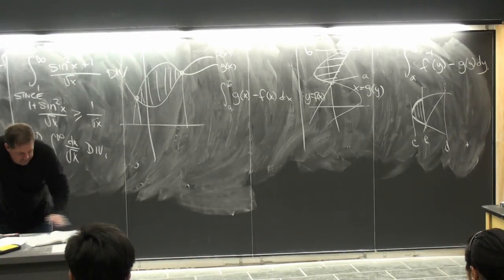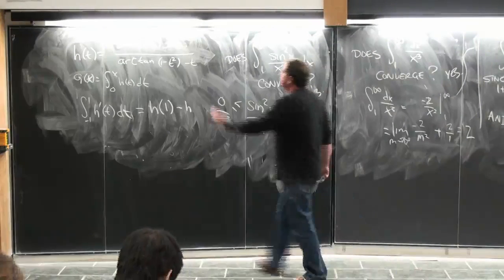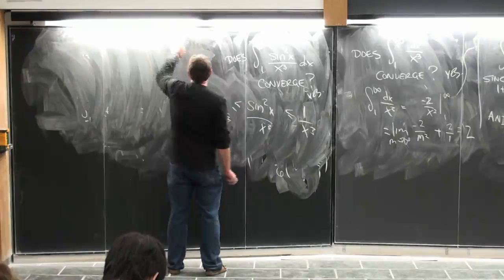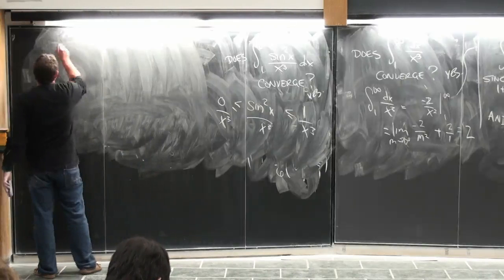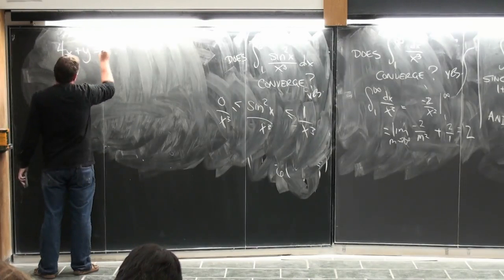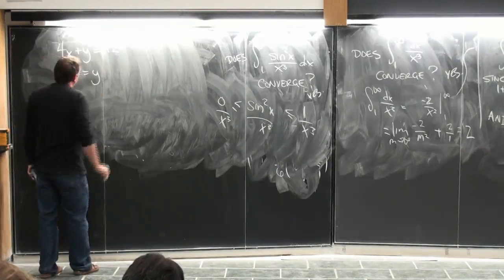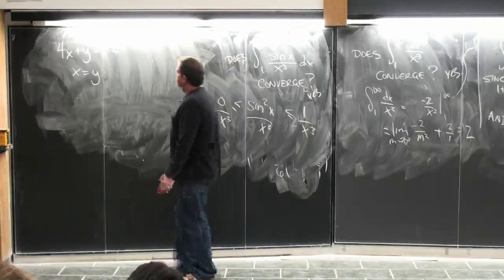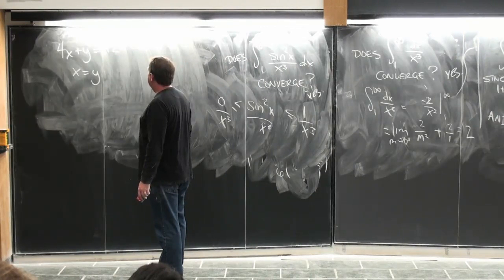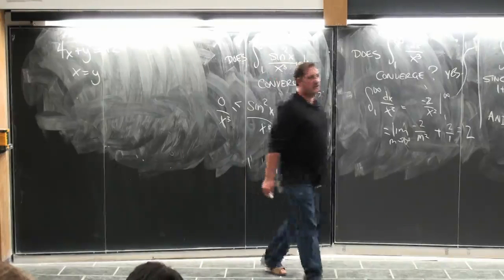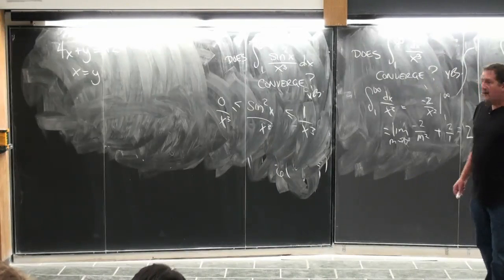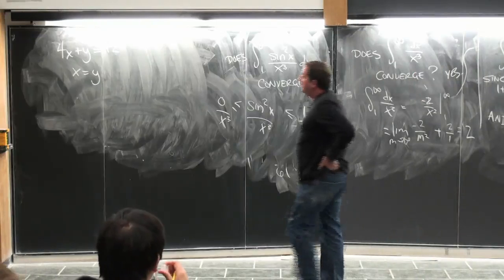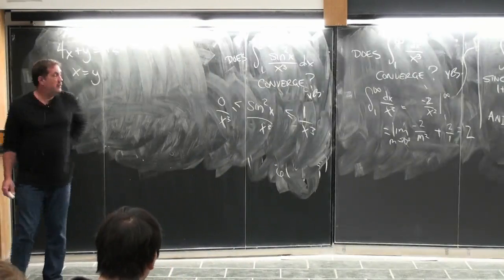Plus y squared equals 12, x equals y. So if we're doing this, we have to figure out what the region is, or we just have to figure out where they cross, and then figure out what to do here. So what does the picture of this look like?